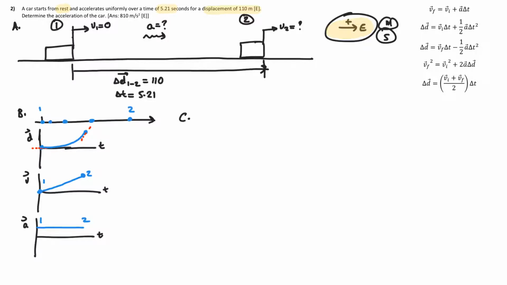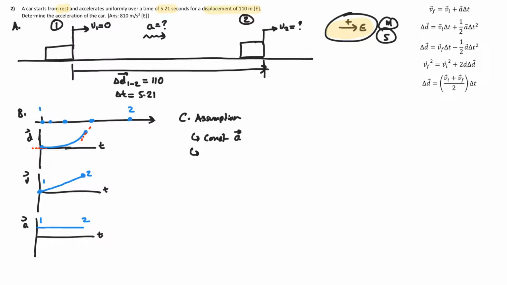Part C is any assumptions we're making, or you can describe the motion using your diagrams. Some of the assumptions here is that it's constant acceleration. In reality, it won't be. There might be bumps on the road slowing it down, the way the engine works, and it gains power. It's not going to be purely constant, but we can make an assumption that it's approximately constant in this case.